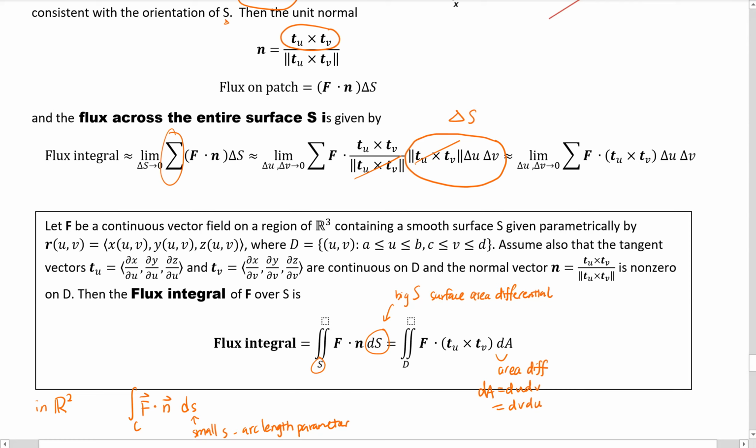Okay, if our domain D in the uv plane is a rectangle, then the order doesn't matter. But if u is a function of v, then we have to have the order du dv, with dv outside. Or if v is a function of u, then du is outside and dv is inside. So far so good, everybody? Okay, let's do some examples.